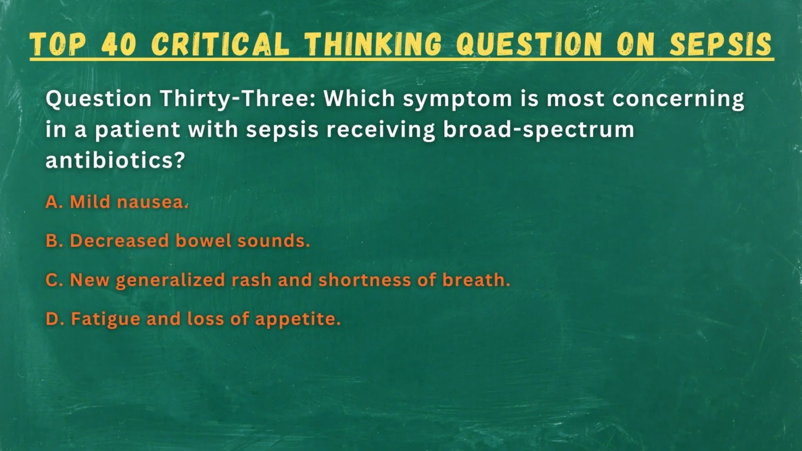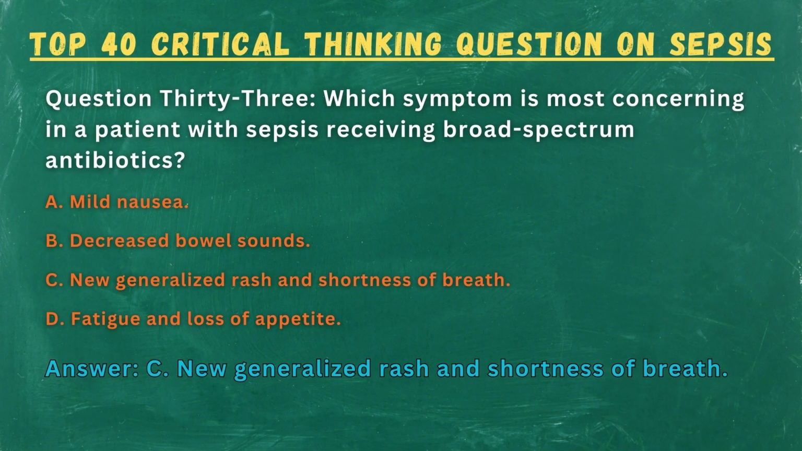Question 33. Which symptom is most concerning in a patient with sepsis receiving broad-spectrum antibiotics? A. Mild nausea. B. Decreased bowel sounds. C. New generalized rash and shortness of breath. D. Fatigue and loss of appetite. Answer: C. New generalized rash and shortness of breath.